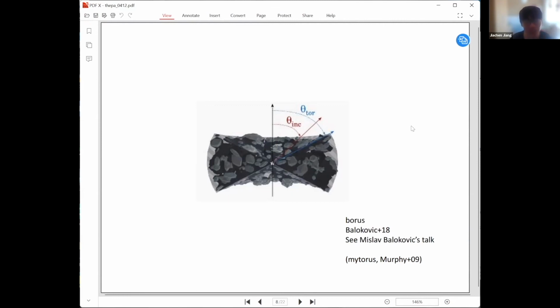So we actually show some tests with the MYTorus model in the paper, but the fit is much worse. Not much worse, it's worse, I would say, because the fit is pegged at the hard limit of the photon index parameter in the MYTorus model. I didn't really try other models like clumpy models, but it doesn't mean they won't work.